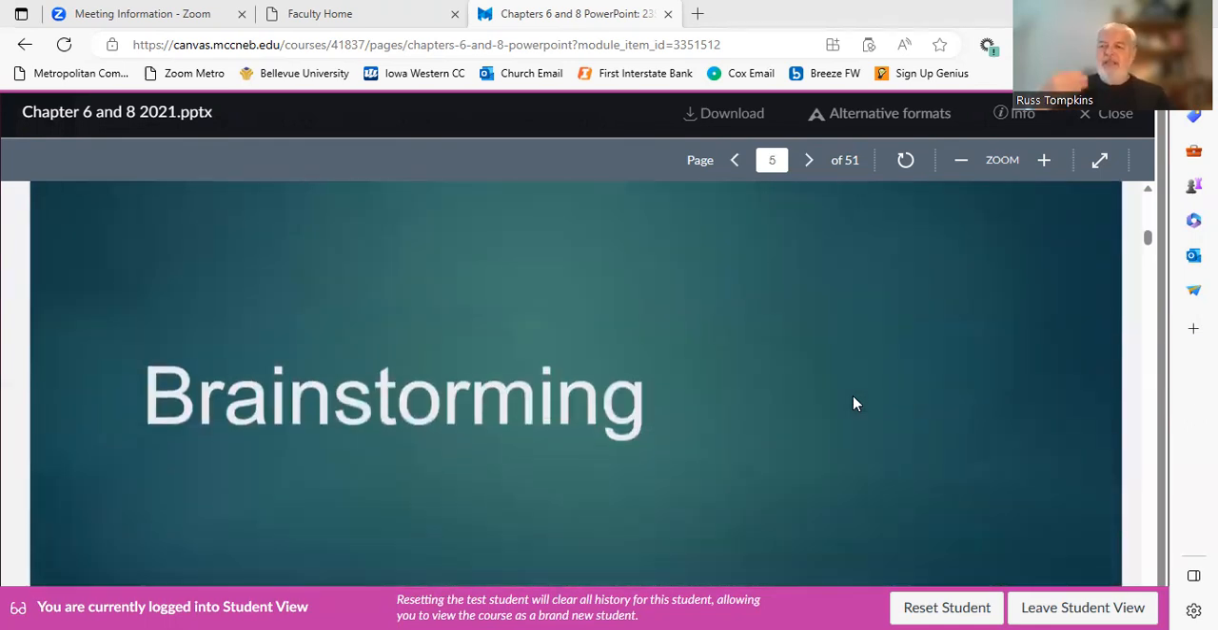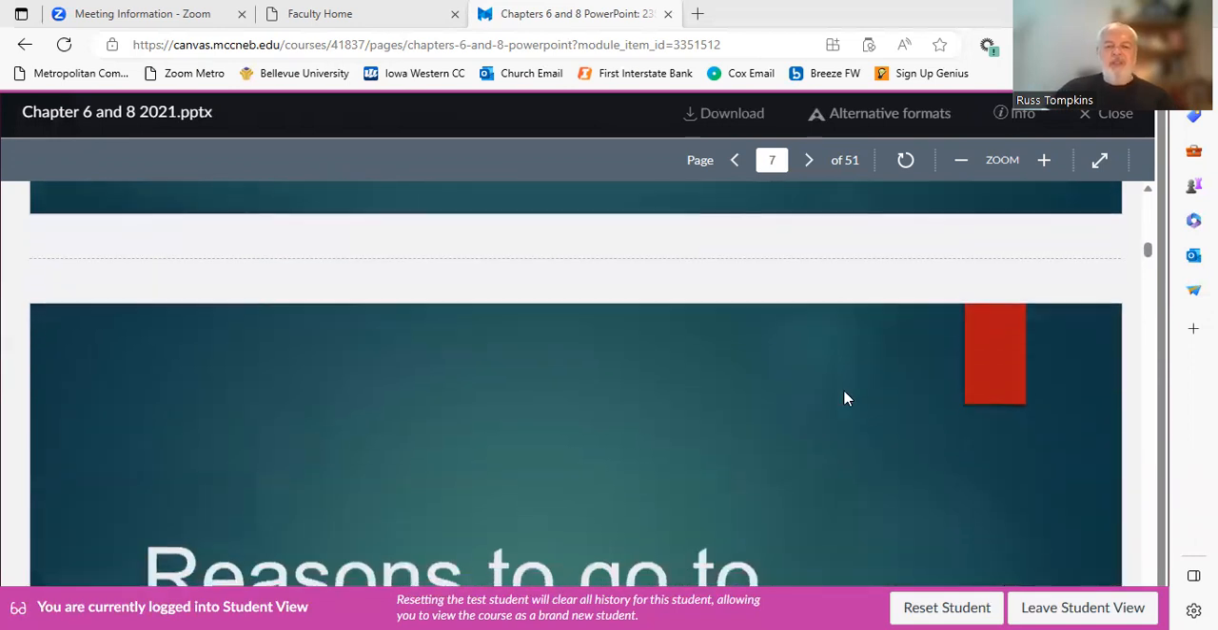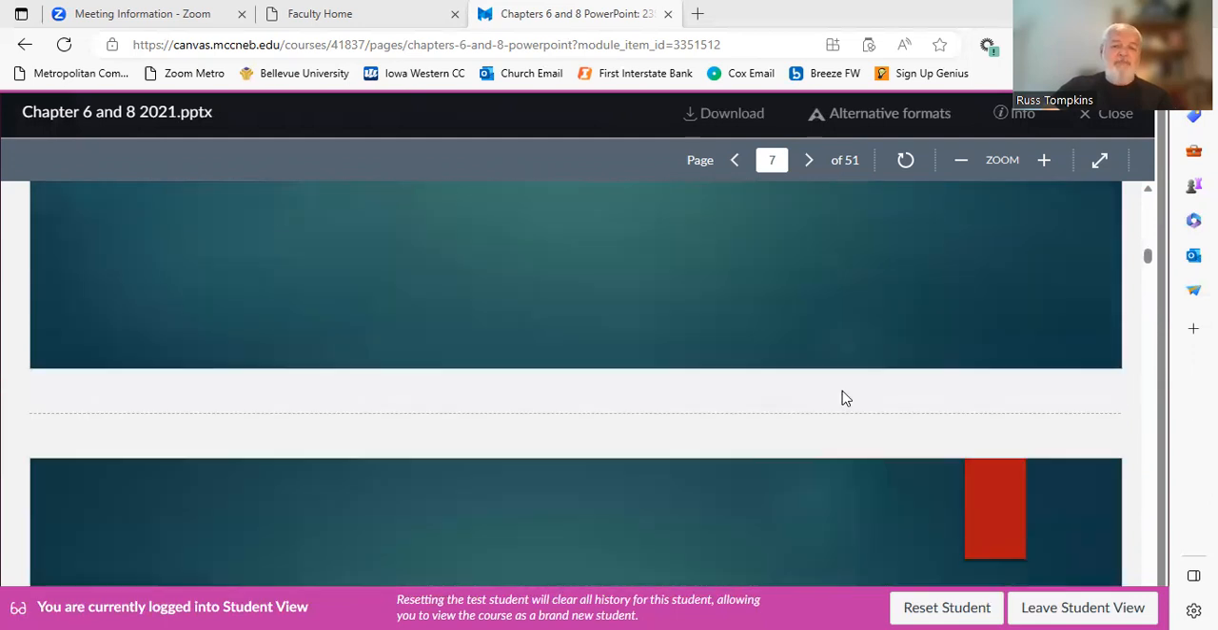Another way is talking things out with another person or just by yourself, brainstorming. Write down all the things that you know, the things that you are interested in, that you think the audience might be interested in. That's called brainstorming. I have an example here: things you would find on a farm. You can just list different things like tractors or animals or crops. Or here's another one, reasons to go to college. Just make a list of those kinds of things, and you might want to use one of them as your topic for your speech.